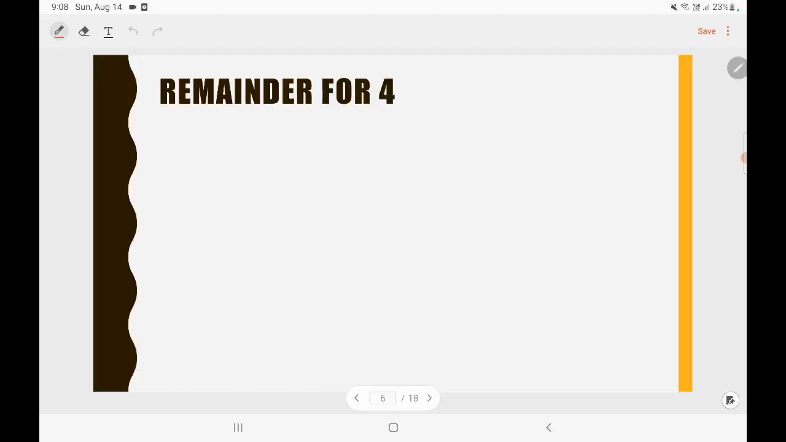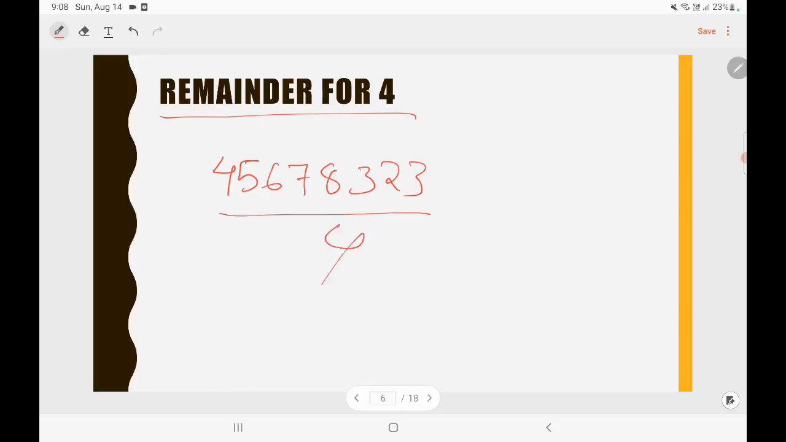Now we will move on to the remainder theorem for 4. Again, this is similar to the divisibility rule of 4. A number is divisible by 4 if the last 2 digits of that number are divisible by 4. So if you get a question like, for example, 4, 5, 6, 7, 8, 3, 2, 3 divided by 4, you need to find the remainder when this number is divided by 4.